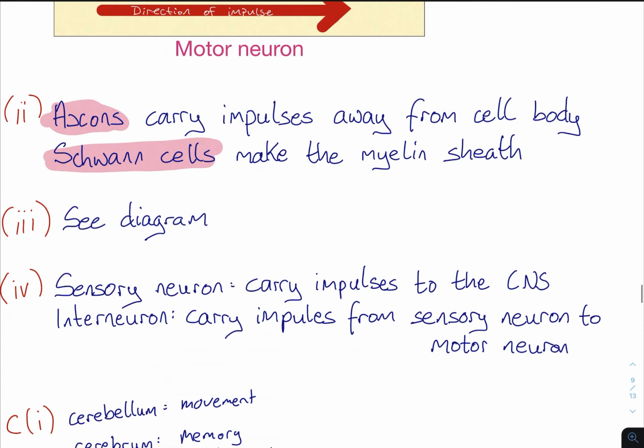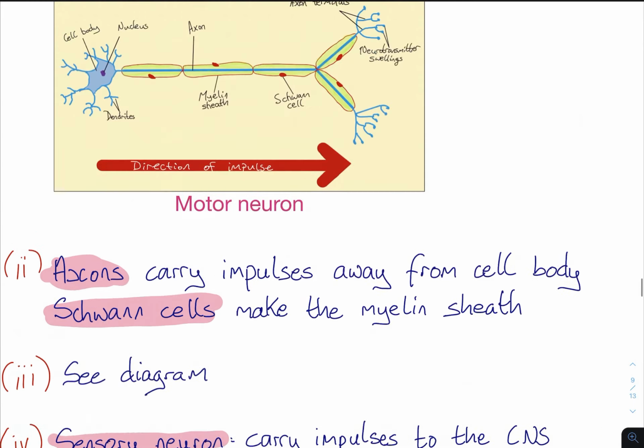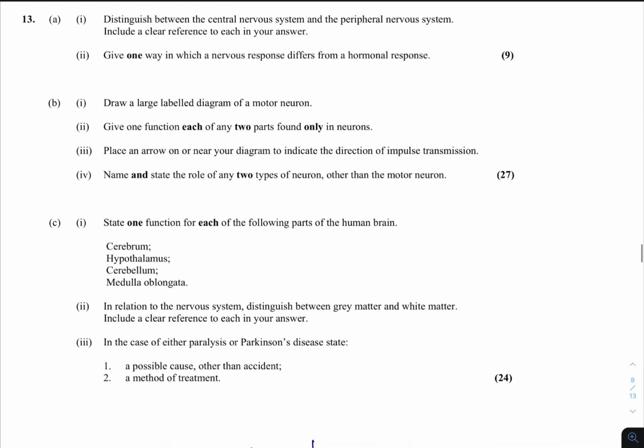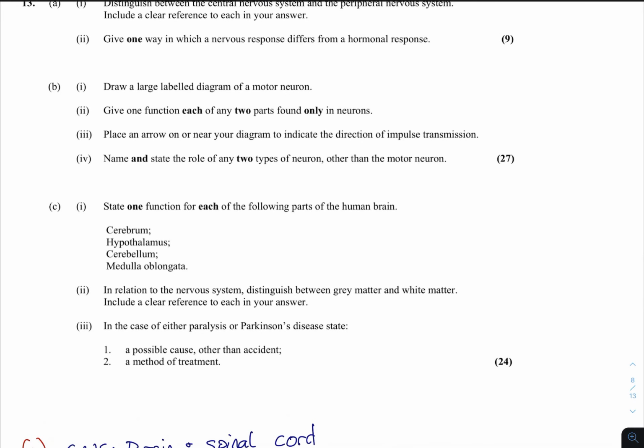So the sensory neuron carries impulses to the CNS, and the interneuron carries impulses between the sensory neuron and the motor neuron. It goes sensory neuron first, interneuron, motor neuron. That's in your spinal cord there where your reflex arc is.